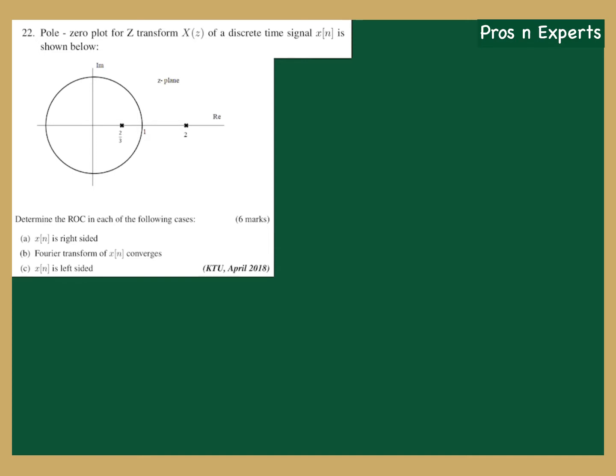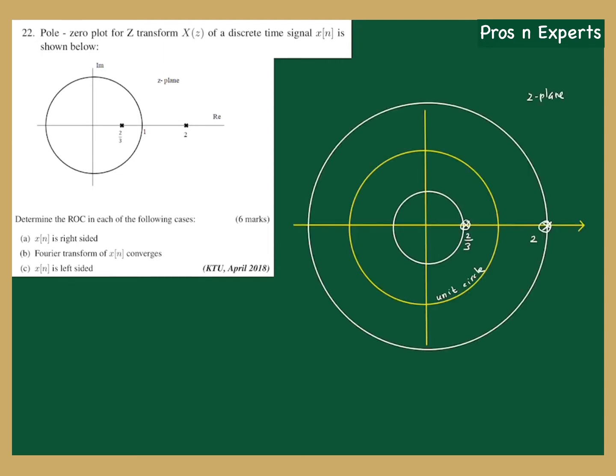The first one is x of n is right-sided. So let me redraw this pole-zero plot for convenience. Okay, so this is our Z plane, and I have shown the pole-zero plot. You can see one pole is at 2/3, another pole is at 2, and I have drawn a circle corresponding to the pole 2/3 and another circle corresponding to the pole 2, and also this yellow color circle is our unit circle in the Z plane. Okay, now let us see what is the ROC. Just mark the ROC in this particular Z plane, for the first question, x of n is right-sided.